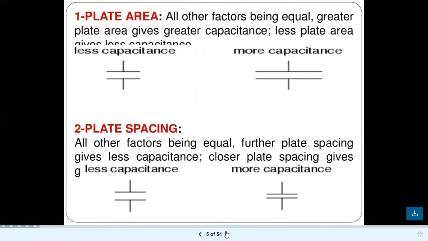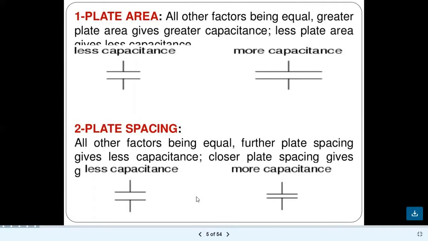If we talk about the plate area, if the area is greater, there is more capacitance. If the area is lesser, there is less capacitance. So we can say a greater plate area gives a greater capacitance, and a lesser plate area will give a lesser capacitance. So the capacitance of a capacitor is directly proportional to the area.